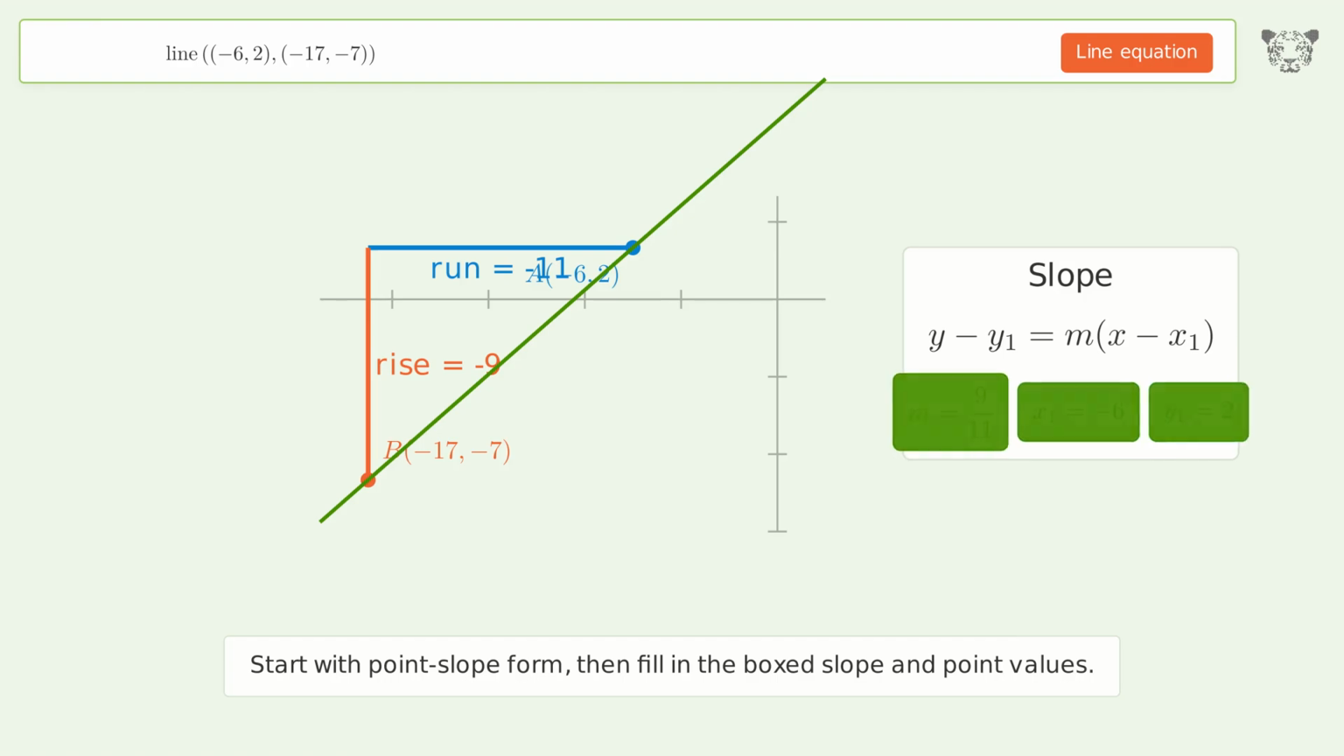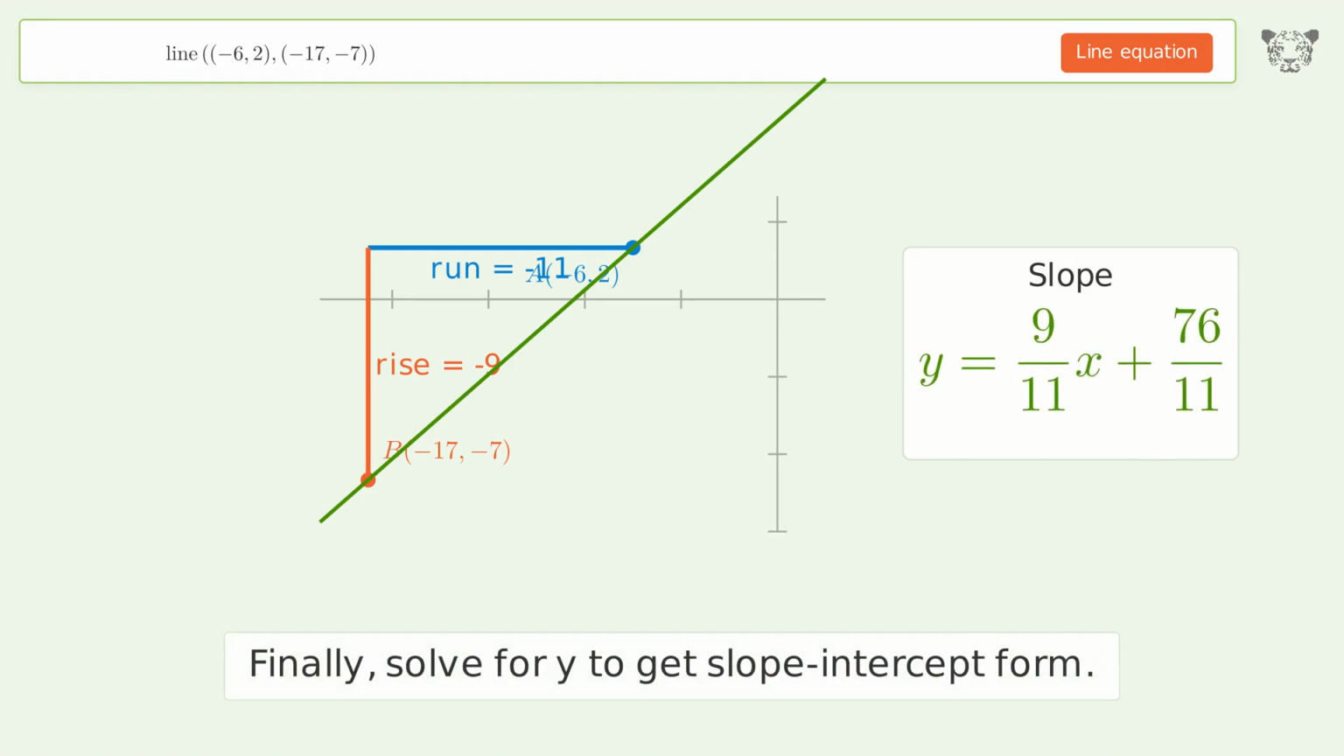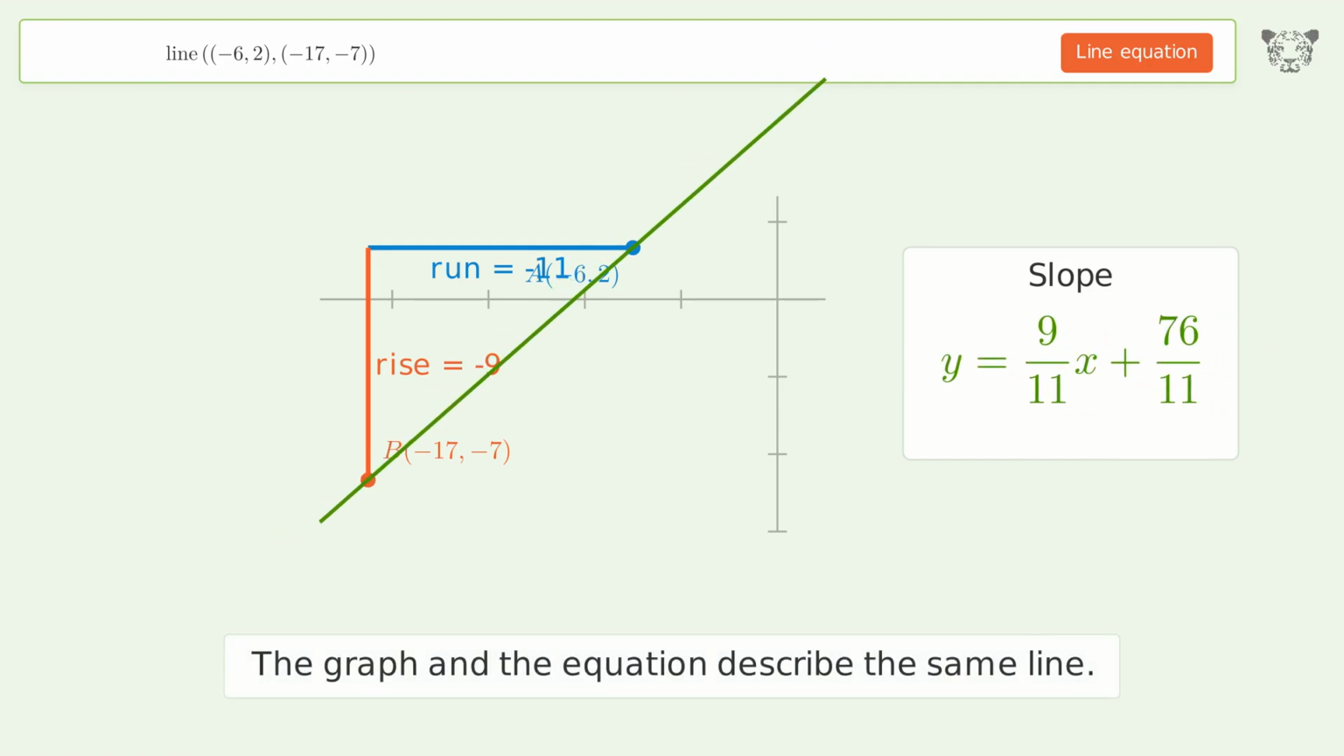Start with point slope form, y minus y1 equals m times x minus x1. Then fill in the boxed values, slope is 9 over 11, x1 is -6, and y1 is 2. That gives the specific point slope equation for this line. Finally, solve for y to get slope intercept form. The graph and the equation describe the same line.